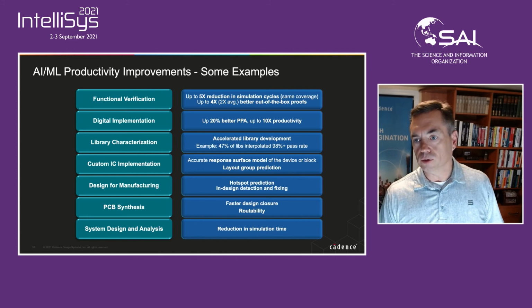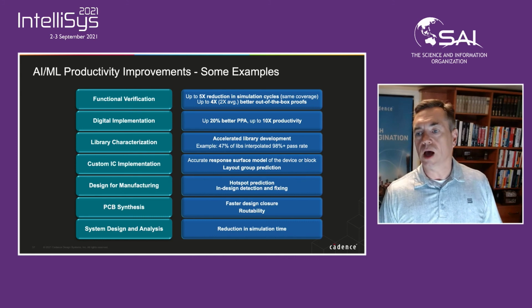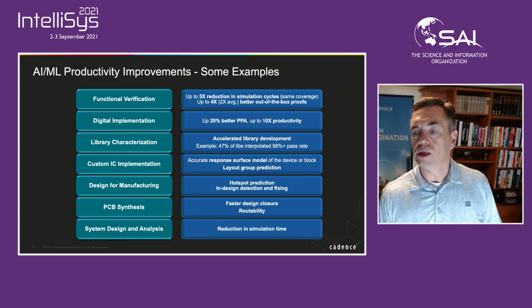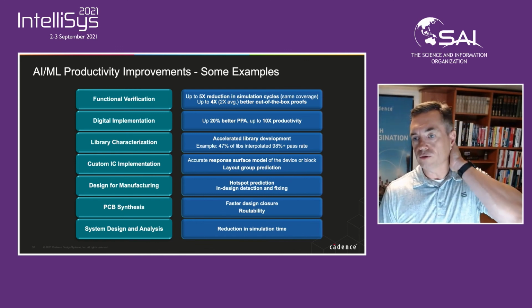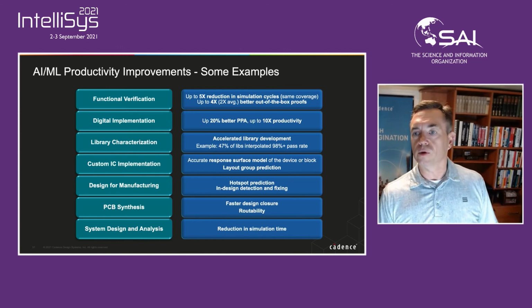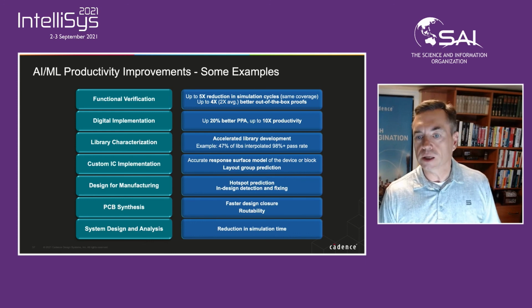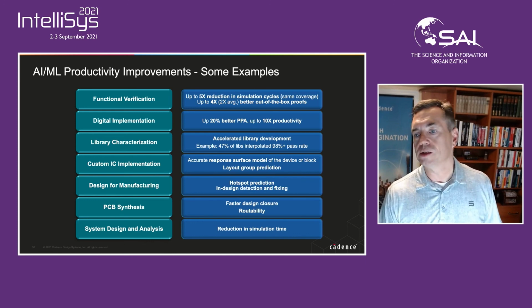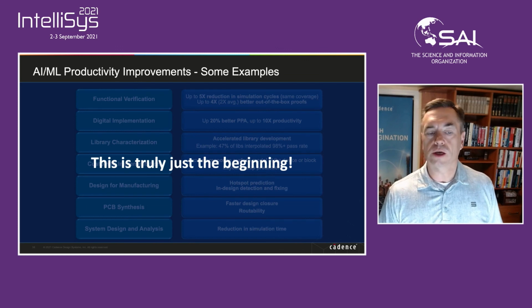And essentially a lot of the optimization we get from neural networks is to allow to reduce the simulation time and really use the high value execution of simulation cycles. And that extends from functional verification, which I had talked about in a little bit more detail, to all the way to the system design tools where you can optimize sweeps. So this is truly just the beginning.